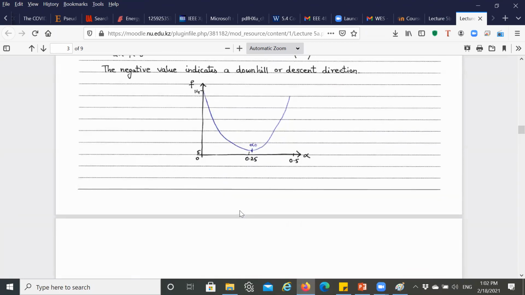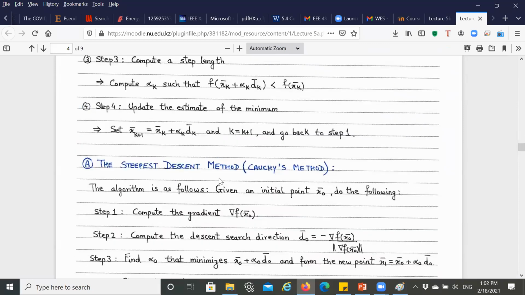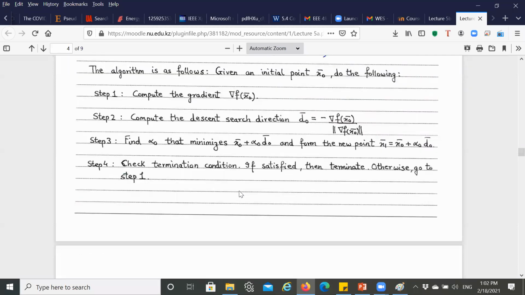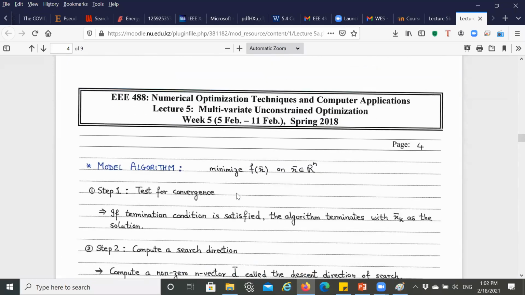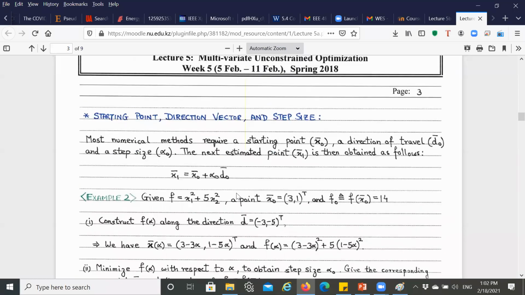Now, I want to quickly get this done. So we'll be talking about the steepest descent method, and this will be included, okay? We will stop at the end of this. So even if I don't finish, you'll have to study it. It's very simple.